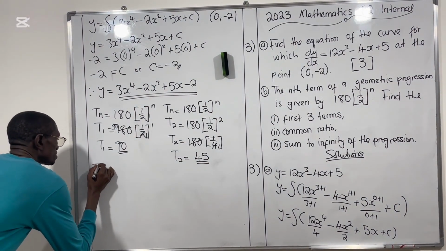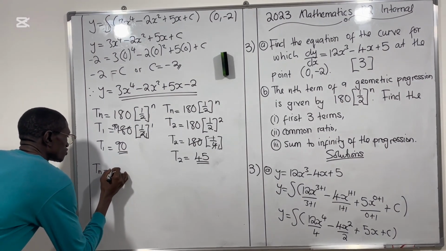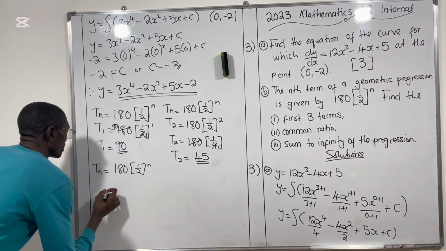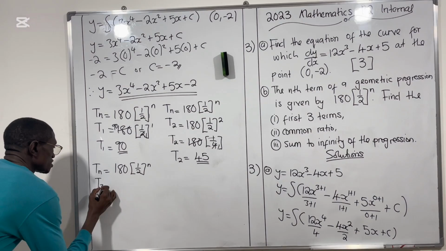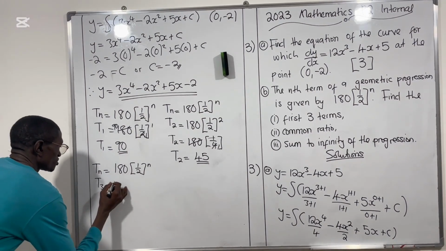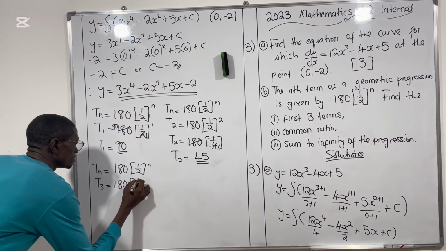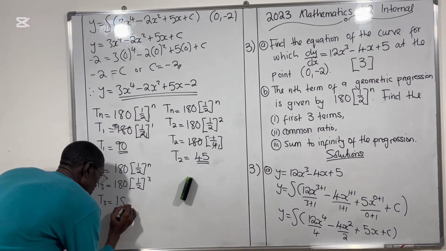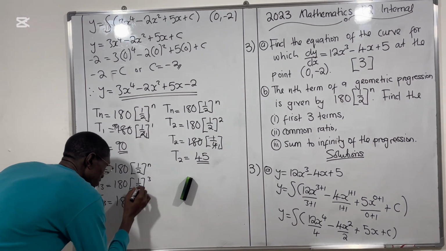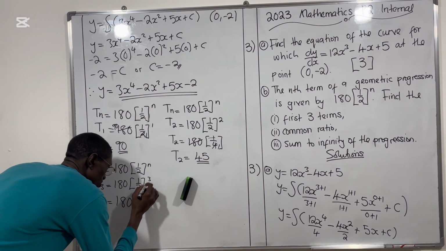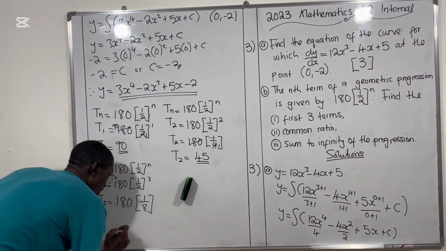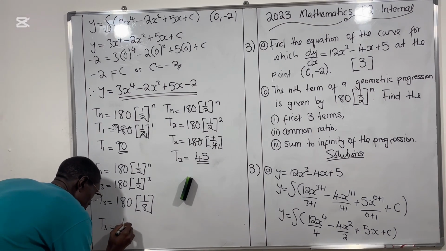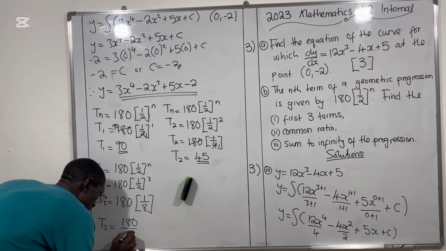And now to find the third term, we're going to say Tn is equal to 180, open square bracket, 1 over 2 to the power n. So T3, since we're finding the third term now, is going to be equal to 180, open 1 over 2, close the power 3. And so we're now going to say 180, open square bracket, 1 to the power of 3 is 1, 2 to the power of 3 is 8. Okay, then for this one, we're going to solve it this way. We're going to say 180 times 1 is 180 over 8.